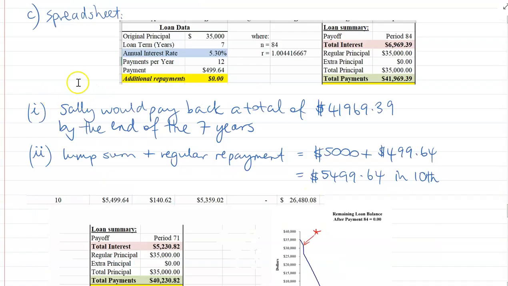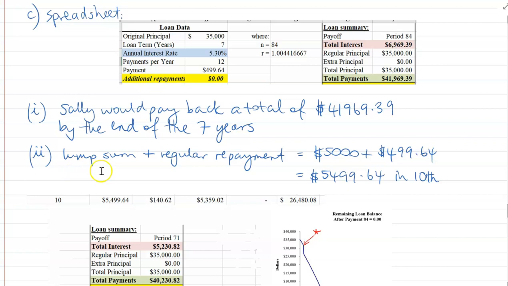For Part C, this is where we're using the spreadsheet again. So I've put in the loan data, so 35,000, 7 years, 5.3%, 12 payments per year. That gives us a payment amount which agrees with what we've been told. When I look at the loan summary, by the end of that loan, she would pay back a total of $41,969.39 by the end of that 7 years. So of that, on top of the $35,000 she borrowed, she's paid interest of $6,969.39 back to the bank.